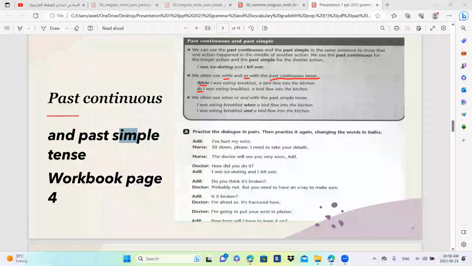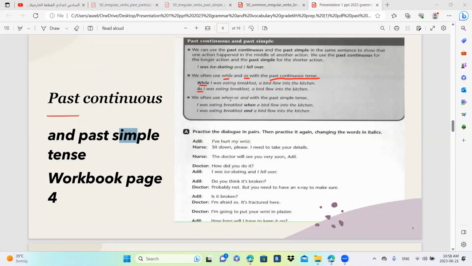Example here: while I was eating breakfast, a bird flew into the kitchen. A bird came flying into the kitchen. So this is the short action; it interrupted my eating of breakfast. As I was eating breakfast, a bird flew into the kitchen. The same events here: was eating breakfast and a bird flew. But here we used while and as.